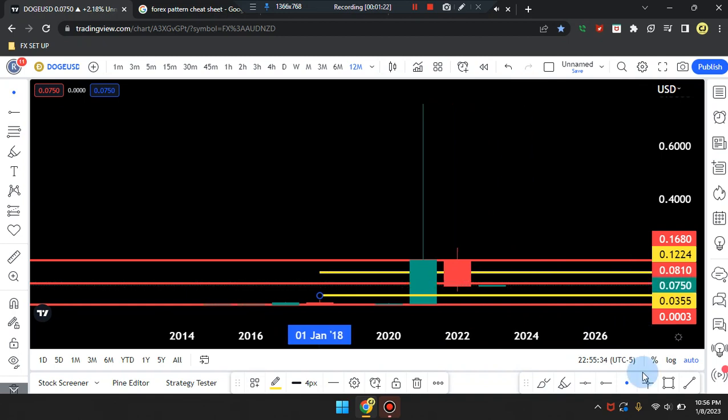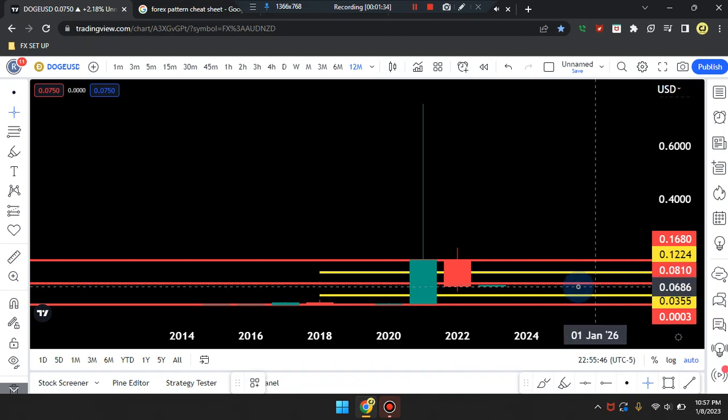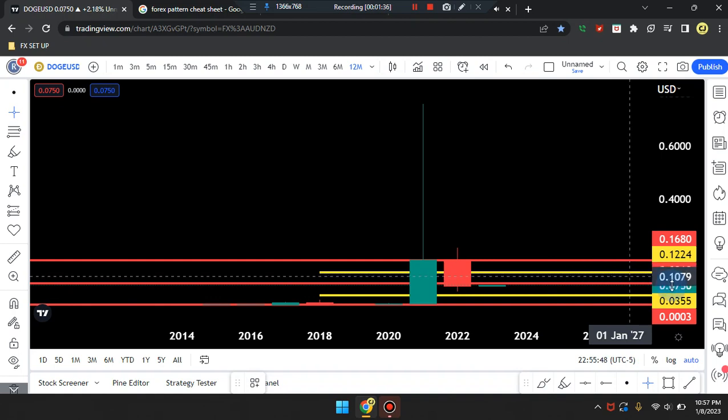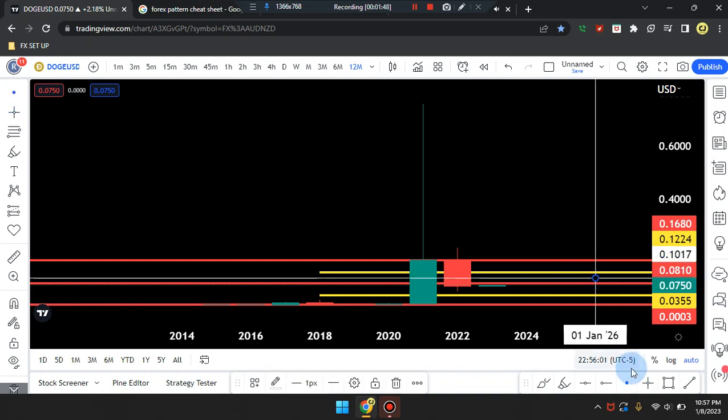So let's take a look at current price. It's sitting at 0.0750. If price pushes way up, it can tag that resistance line in red at 0.0810 before tagging the next resistance line in yellow at 0.1224. And before tagging that area, it can tag the midpoint at 0.1017.